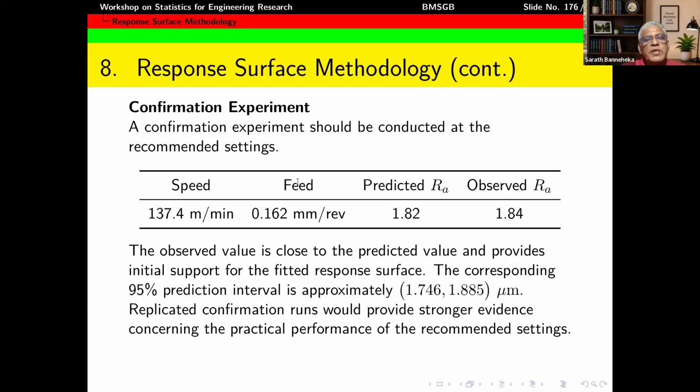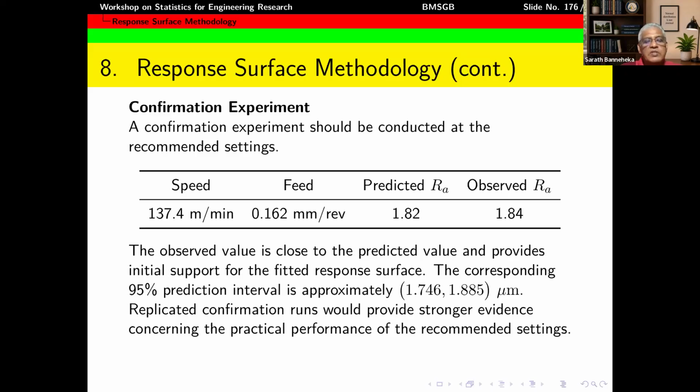Right. So a confirmation experiment should be conducted at the recommended settings. So in this case, these are the recommended settings where the minimum would occur. So this is the predicted value. And when the experiment was carried out again, this was the observed value in that case. So you can see that they are pretty close. So the observed value is close to the predicted value and provides initial support for the fitted response surface.